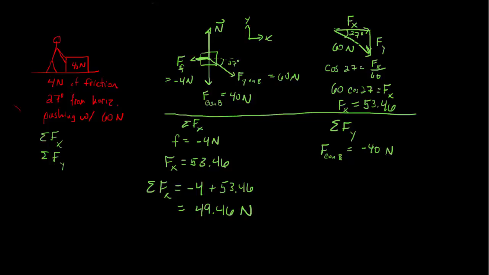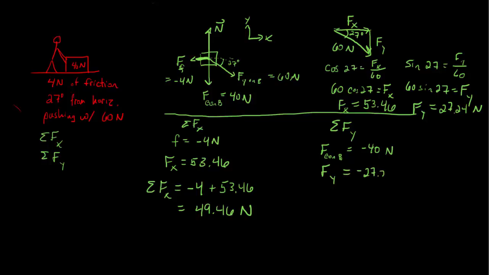And then I would need the f of y, so it's the opposite over the hypotenuse, which is sine. So sine of 27 is equal to the force in the y direction divided by 60. So 60 sine 27 equals the force in the y, which is 27.24 newtons. And that's downward, so that's a negative. So the force on y is negative 27.24 newtons. We add those together, and the sum of the forces in the y is equal to negative 67.24 newtons. So that's how we can break them out.